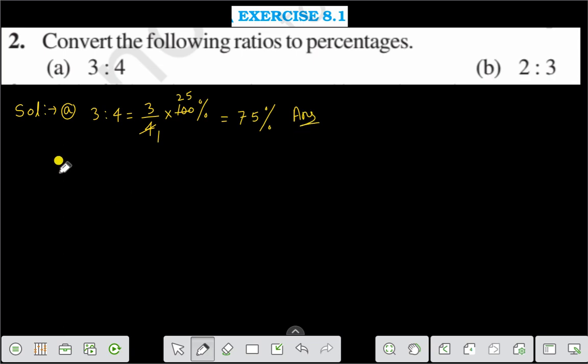Now question number B: the ratio is given as 2 is to 3. That can be written as 2 by 3 into 100%. That can be written as 200 by 3%.